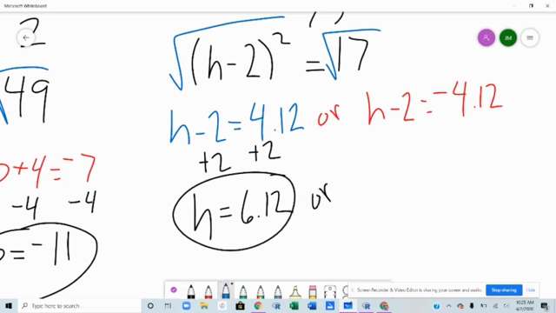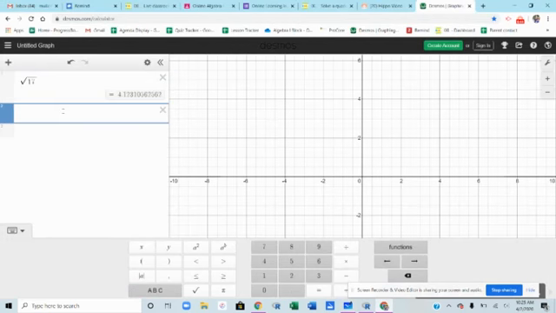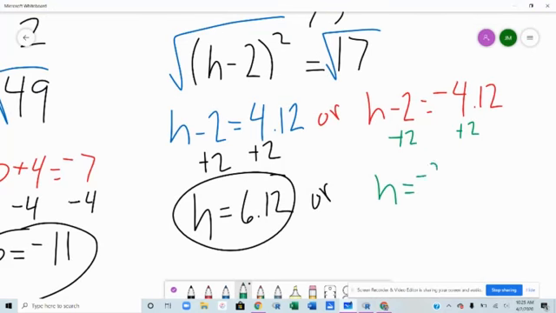Or h minus 2 equals negative 4.12. I'm going to add 2 to get rid of the minus 2. Negative 4.12 plus 2. If you're not sure, you can also come back to Desmos. Negative 4.12 plus 2 leaves you negative 2.12. Two answers.